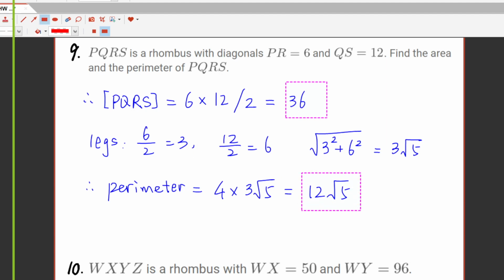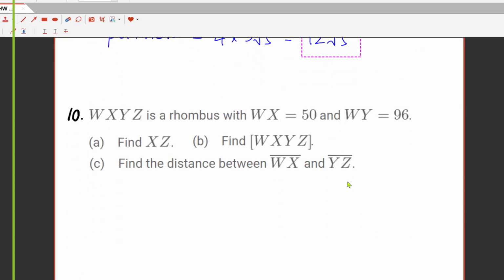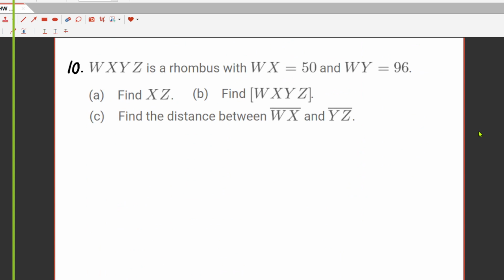Again, that checks your understanding of the properties of a rhombus. Quite straightforward, right? Do you have any questions? All right, if not, let's have a look at question number 10. Again, a rhombus WXYZ with WX equals 50. Okay, let's draw a rhombus first.